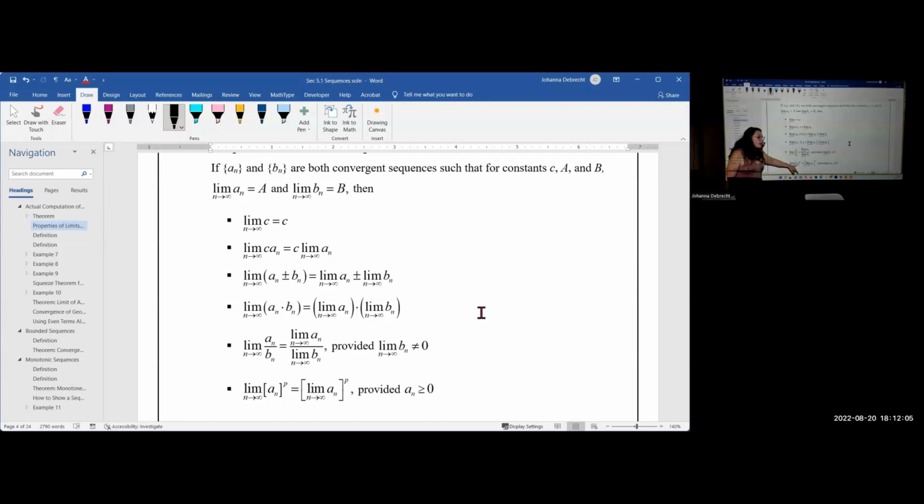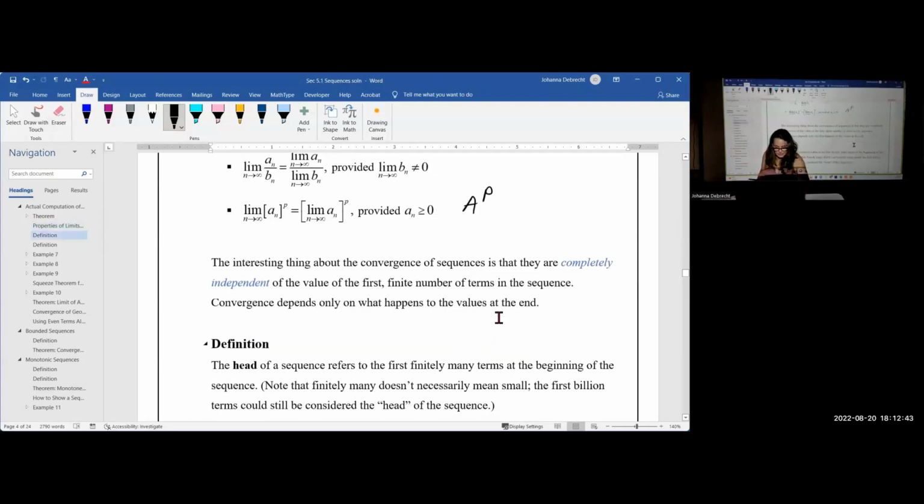The limit of a sequence raised to a power, and it's not specifying what the power is, so it could be a square root, right? The 1/2 power is the same as taking the limit of the sequence first and then taking the value and raising it to the p power. Now, if the limit of a sub n is a, then this, of course, gives us a to the p, with the proviso that the a sub n's are all positive when the p's might have fractions in them. So we want to make sure that we're taking real values and not imaginary values. So these are the properties of limits.